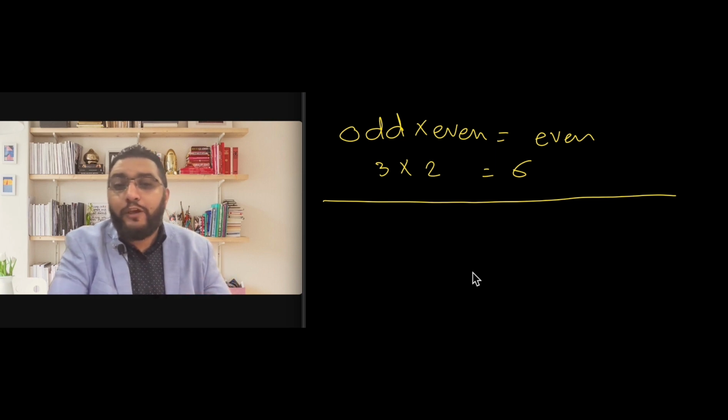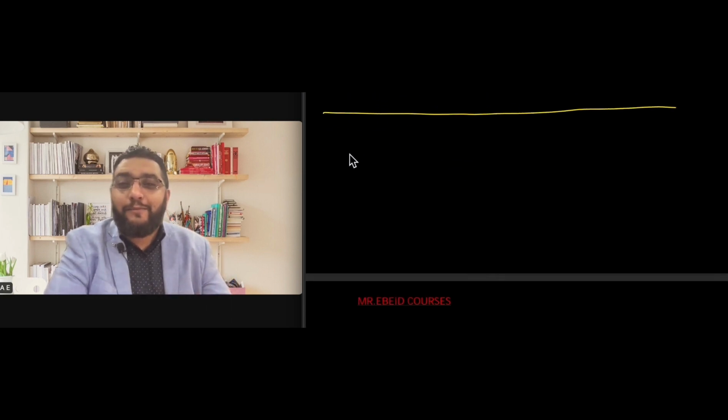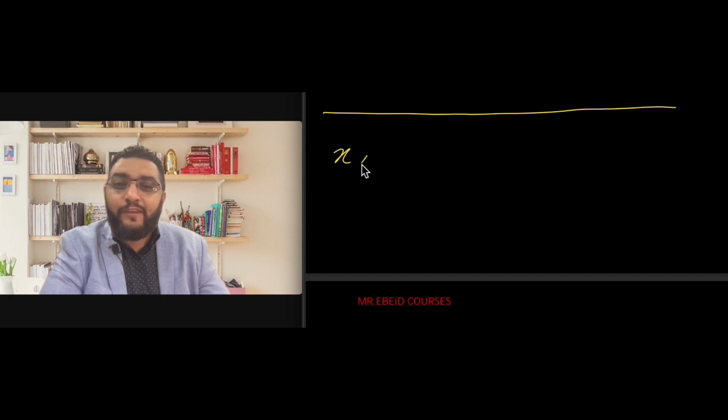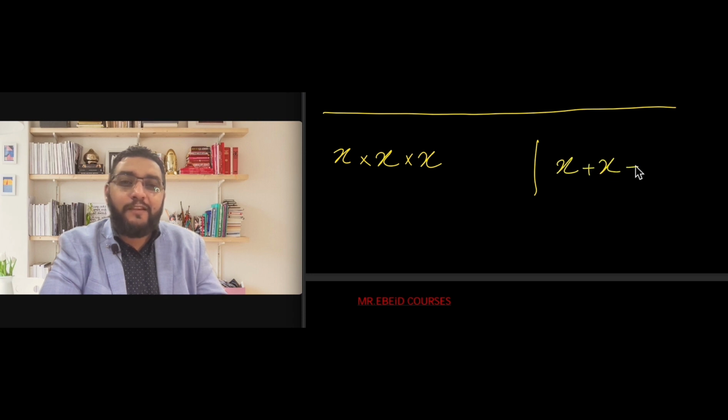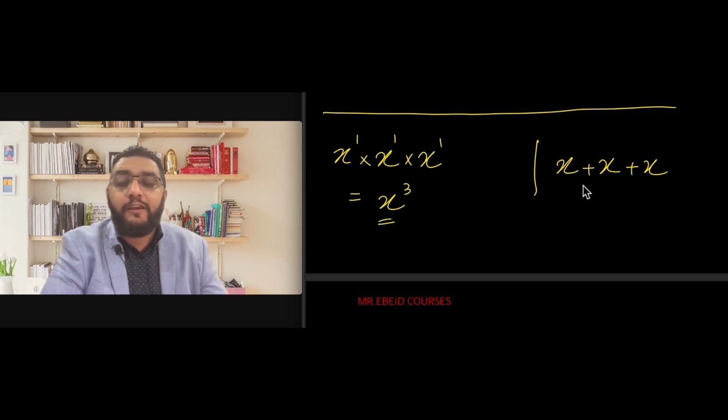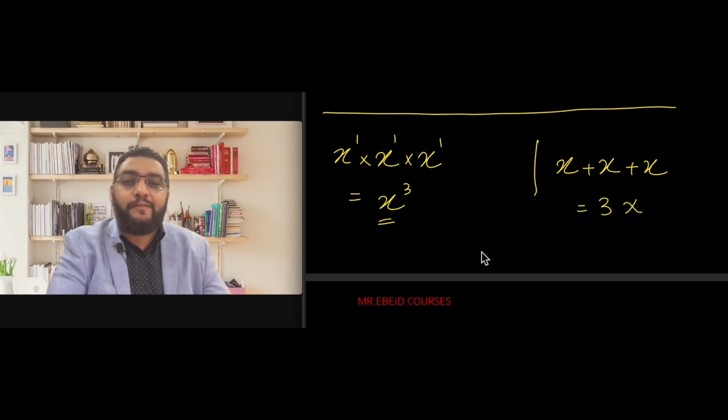So let's move to the exponents. If we have something like that, x times x times x, we will add the exponents 1 plus 1 plus 1, which equals 3. So this equals x raised to the power of 3. But x plus x plus x, this equals 3x.